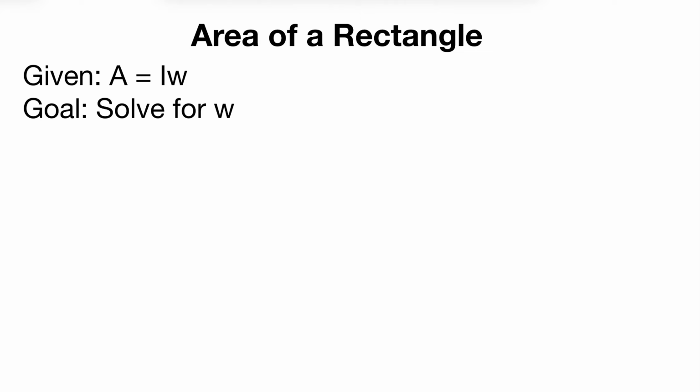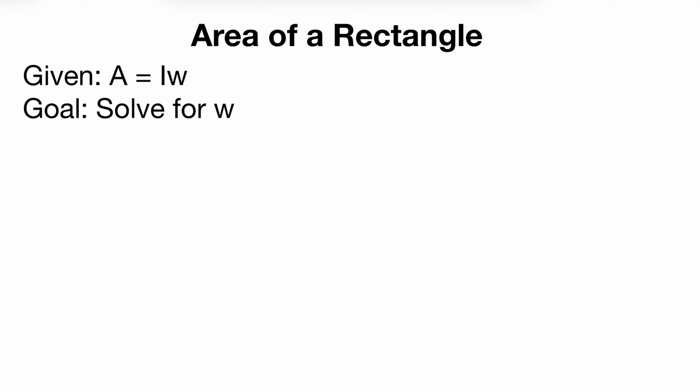Here we have the area of a rectangle. We're given A equals LW, and the goal is to solve for W. So I want W by itself. Right now, W is multiplied by L, as you can see here. So to undo multiplication, we divide both sides by L. So let's go ahead and do that.